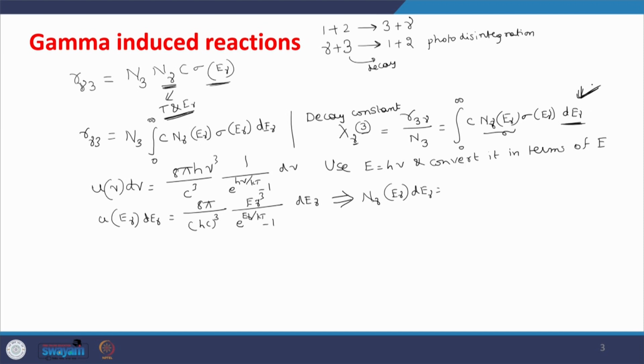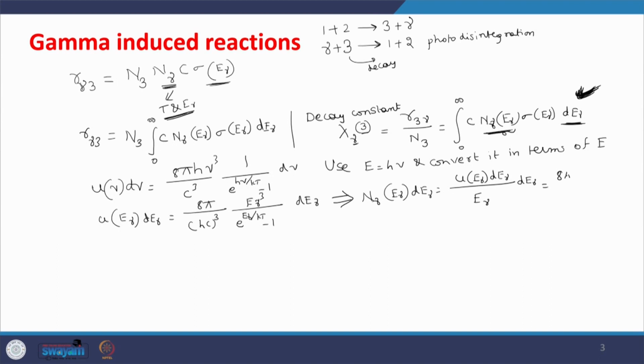From this expression, I want to expand by taking the N gamma, E gamma and dE gamma. Okay. This is nothing but energy density, already I have written the expression, energy density divided by energy, right, multiplied with dE gamma. When you divide energy density with energy, you will get the number density, right. So, that is how it looks like: 8 pi by h cube c cube, E gamma square, e to the power of E gamma by k T minus 1, dE gamma.